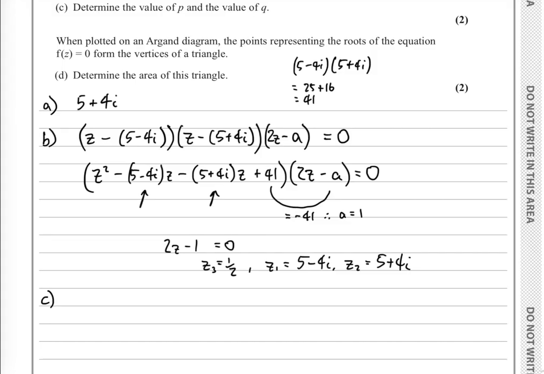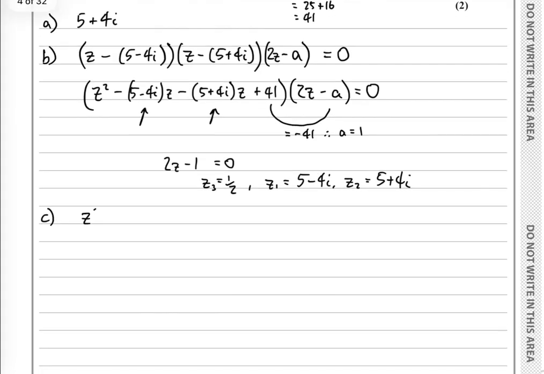So if I continue that process down here, we've got z squared minus 5z from the first bracket, minus 5z from the second bracket, so that's minus 10z. Then from the first bracket I've got a plus 4iz, from the second one a minus 4iz, so they go away. And then we've got the 41 that we talked about earlier. And now we've got 2z minus a, which we found was a 1, like this. Except I don't need that equals 0 anymore.